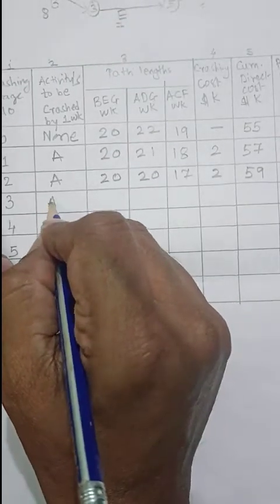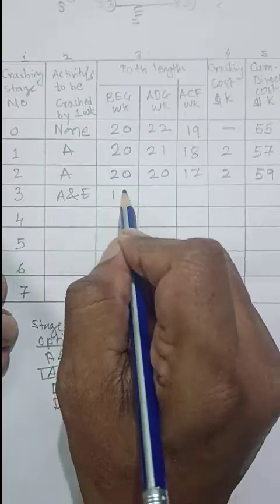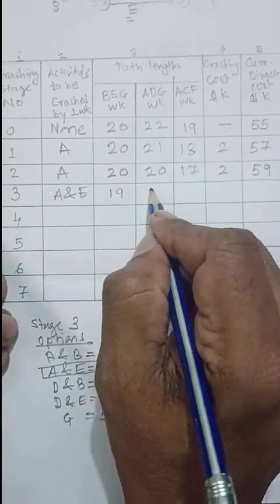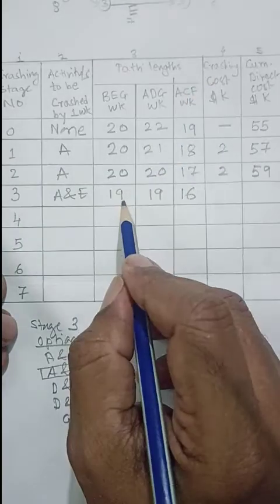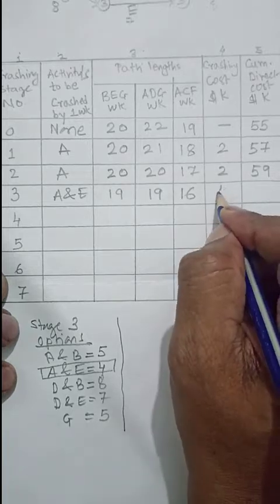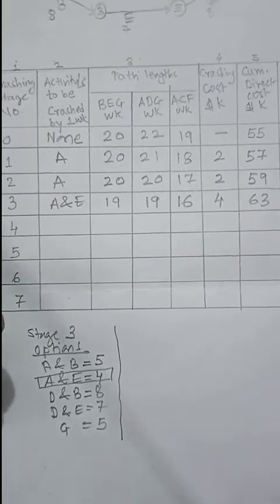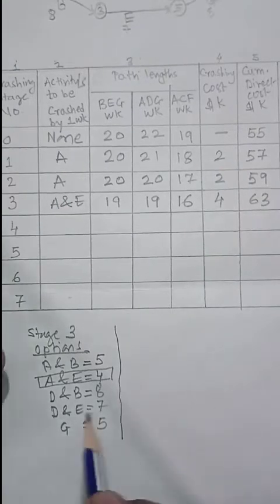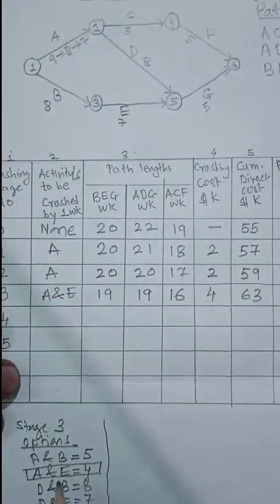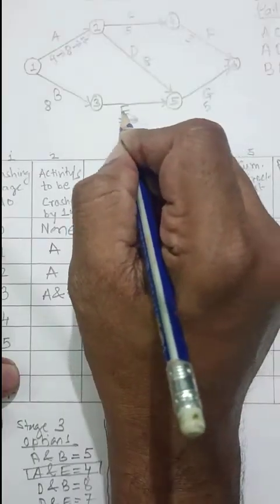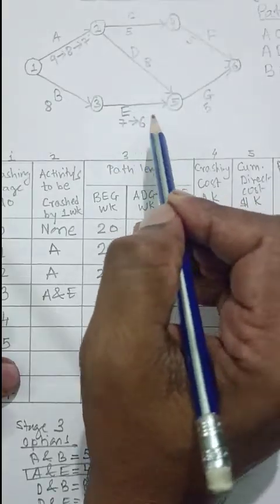So let me write here A and E. Here this will get reduced because of E to 19. This will, because of A, get reduced to 19. This will also get reduced to 16 because of A. The cost is 4, so 59 plus 4 is 63, and the project duration has come to 19. Now A has got reduced from 8 to 7, and E has got reduced from 7 to 6, and they still have a number of days available for crashing.